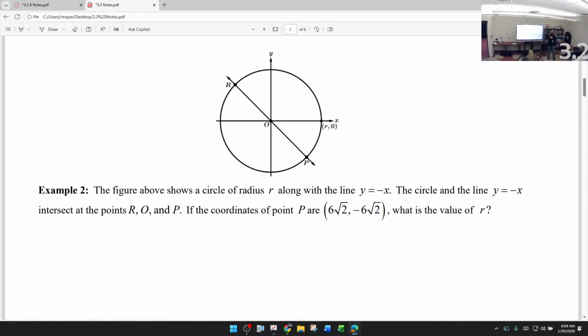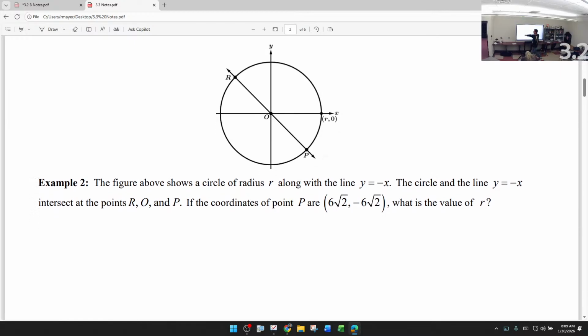So now we know it's what? An isosceles triangle, not an equilateral. Intersects at R, O, and P. P is 6 root 2, negative 6 root 2. Well, I hope that P is a positive point and a negative point. I hope X is positive and I hope Y is negative. Because if it's not, I'm not getting a P.